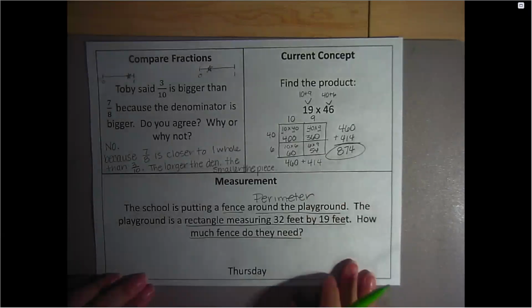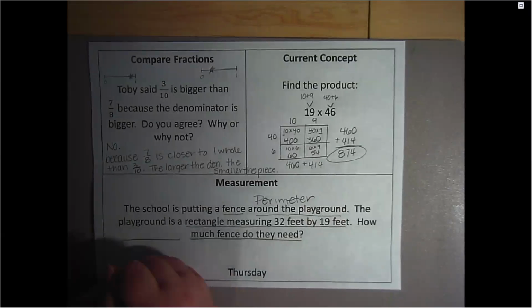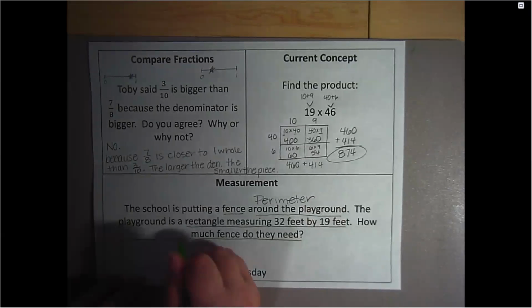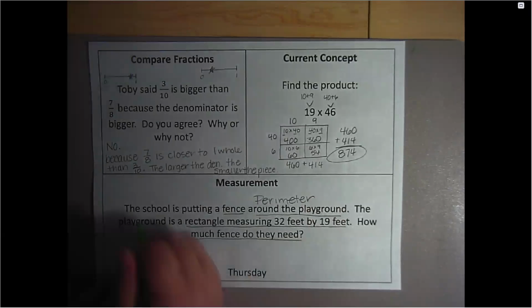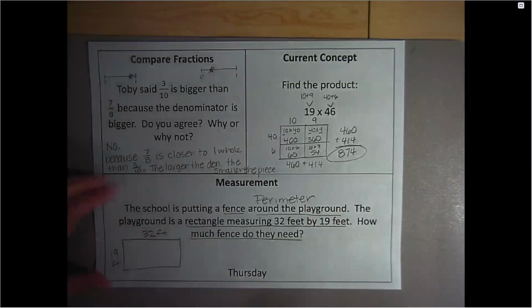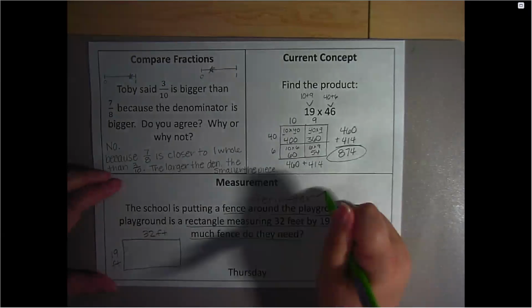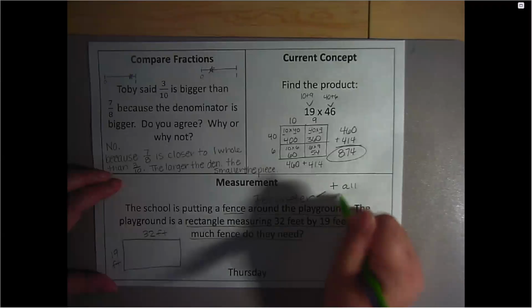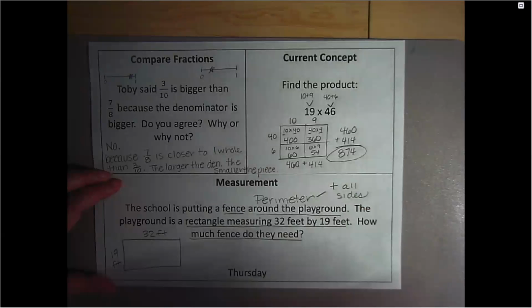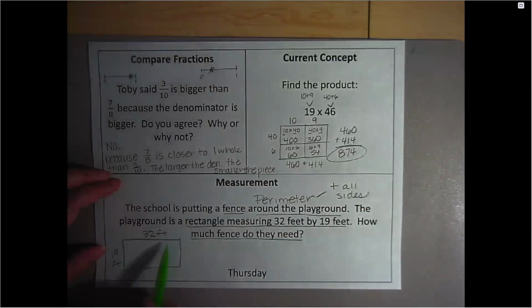So here is their playground. I'm going to draw it out. And it is 32 feet by 19 feet. And so remember, boys and girls, perimeter is where you add all sides. So I only have 2 measurements here, but I have 4 sides. So remember what we know about rectangles. Opposite sides are congruent or equal. So this is 32 feet and this is 19 feet.